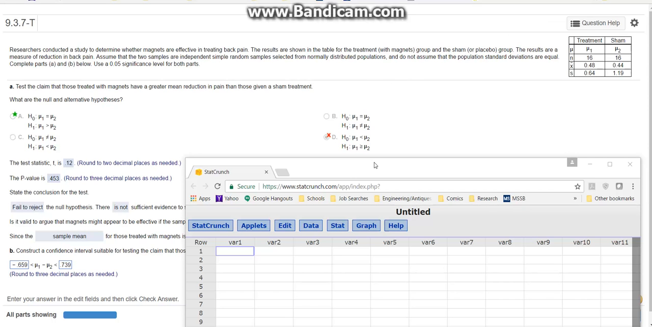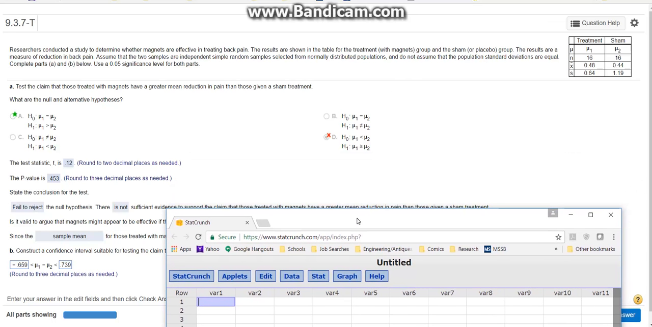Hello class, let's take a look at this question here. This is going to be a difference of means hypothesis test problem. And on this particular problem here, researchers are studying magnets as far as their ability to treat back pain. The results are shown in the table below.